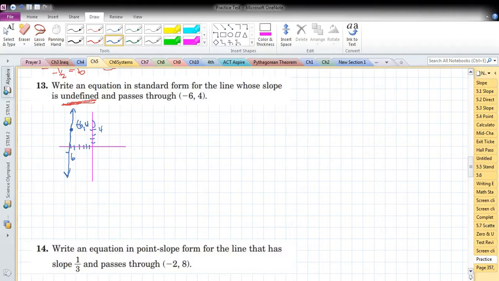And so we see that it does, in fact, cross the x-axis. So we know it's going to be one of those special equations, either x is equal to something or y is equal to something. But since it touches the x-axis, we know it's x is equal to something. The x value of this point is negative 6. Therefore, that is our equation. It is in standard form because the x is on the left side and the constant term is on the right.